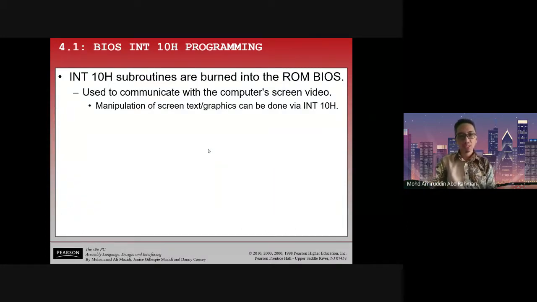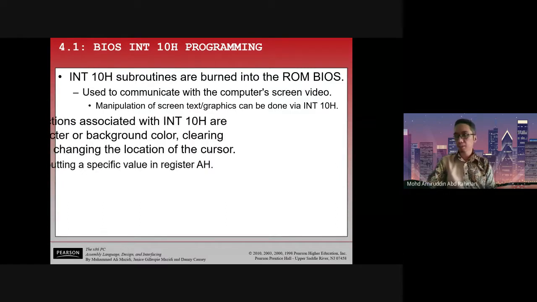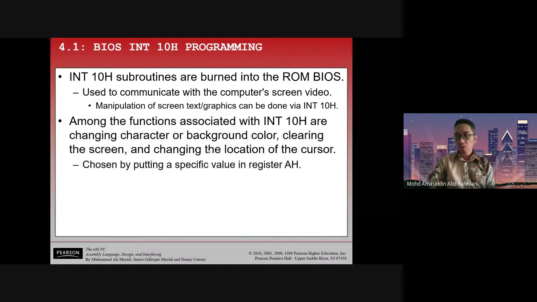Manipulation of screen text or graphics can be done via interrupt 10. Among the functions associated with interrupt 10 are changing character or background color. So bila you pakai interrupt 10 ni, you boleh, macam you see dekat screen sekarang lah. When you, let's say, open Microsoft Word, you boleh type in the character and so on.